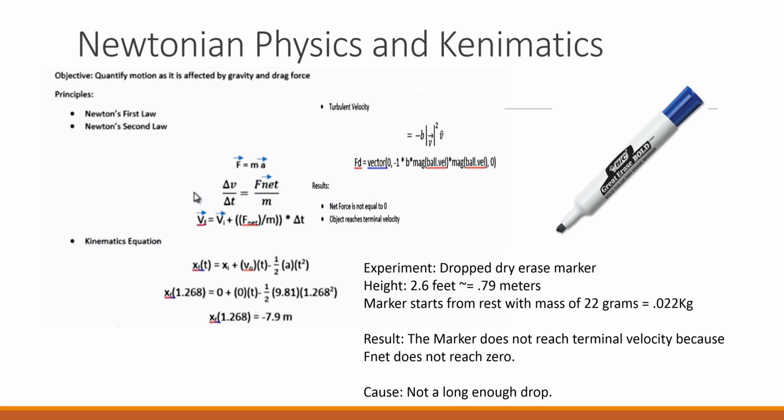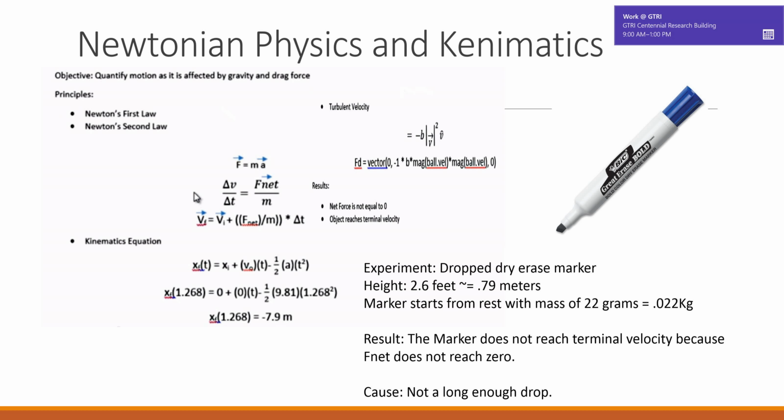The integral of this equation is a position formula. It's a kinematic equation to describe position in respect to time. The final position is equal to the initial position plus the initial velocity times time, minus 1/2 the acceleration times time squared.